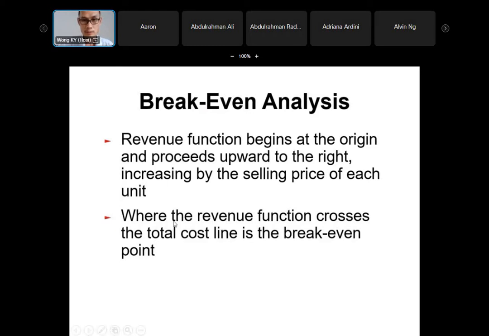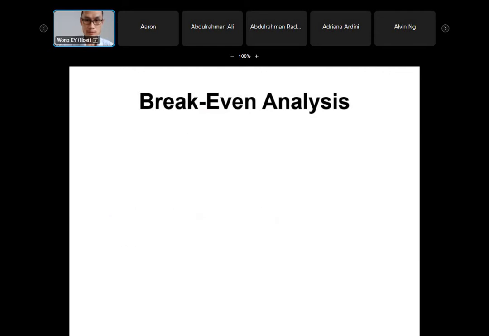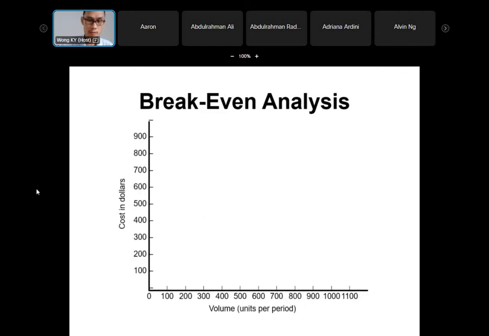And when the revenue line or function crosses the total cost line, that is the break-even point. So when the revenue line intersects with the total cost line, you will see that the intersection point is actually the break-even point, because the break-even point is the point where the revenue equals the total cost. I'll explain. If you want to understand better, it can be explained using this graph.